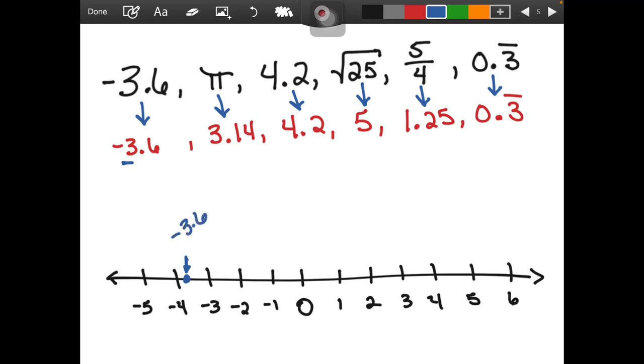And I'm going to put negative 3.6. Okay, the next one is pi, which again, I know the abbreviated form is 3.14. Well, again, if I think money, $3.14, this is positive. So it's going to be somewhere right in here. Okay, now you'll notice when I do this one, I'm not going to put 3.14, excuse me, I'm going to put pi.